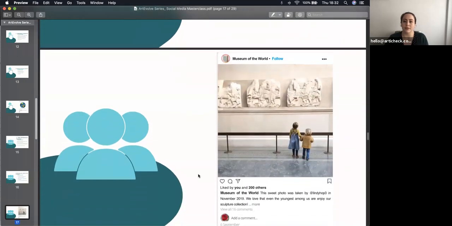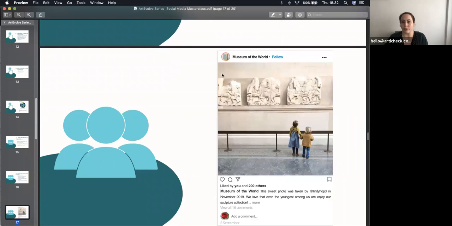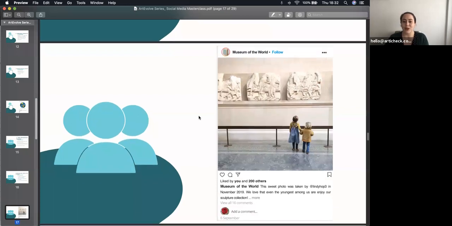So here's an example here. This is a fictional museum of the world, but this picture is actually from the Vatican nearby, just my neighbor. And so they said this sweet photo was taken by, and then they give credit, right? So this is really important. For user-generated content, you always want to give credit to the person who created it, in November 2019.